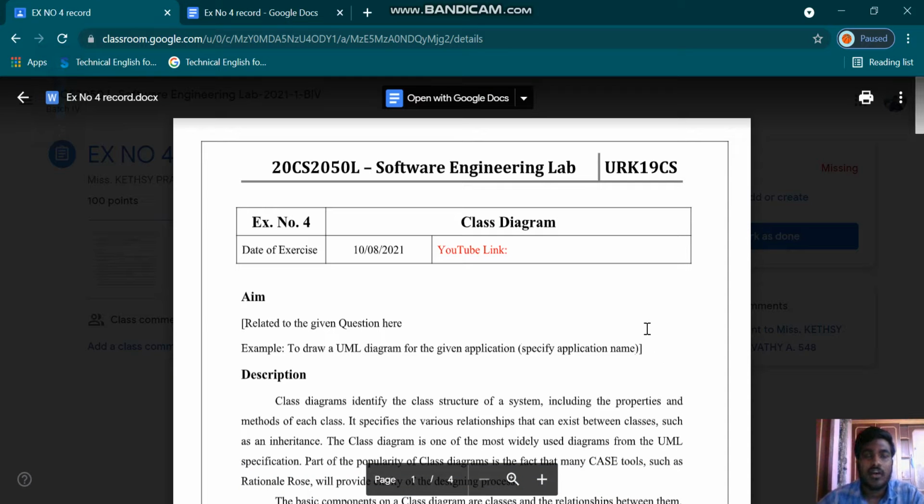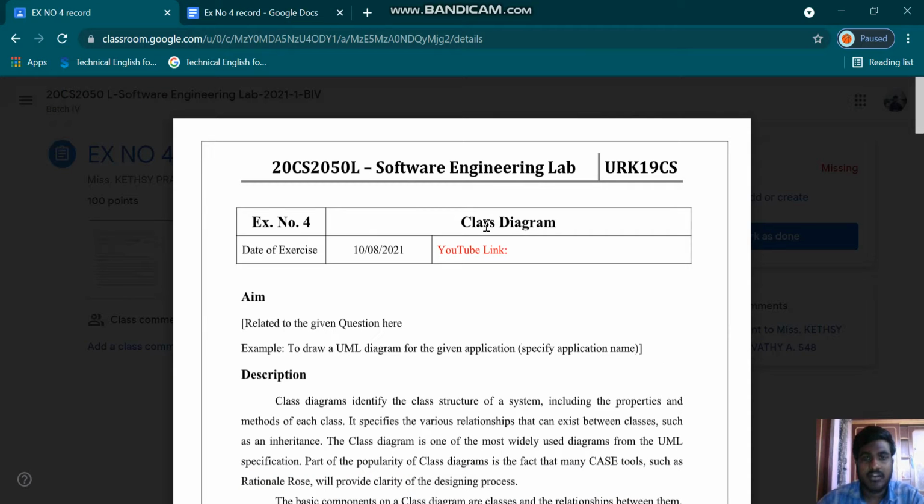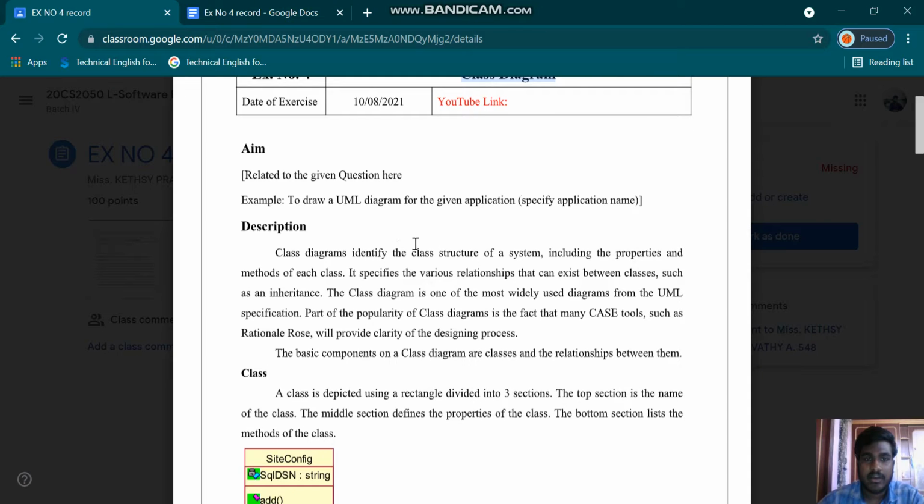Hello everyone. Today we are going to see about class diagrams drawn in UML, and my application name is Petrol Bunk Management System. Class diagrams identify the class structure of a system, including properties and methods of each class. They specify the various relationships that can exist between classes, such as inheritance. It's the most widely used diagram for the UML specification.